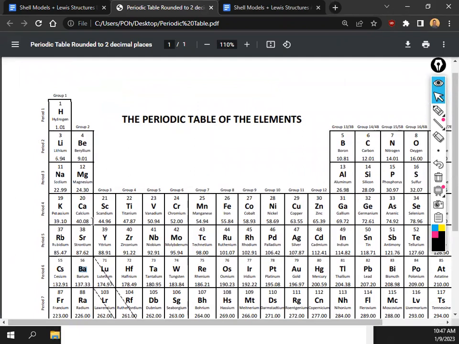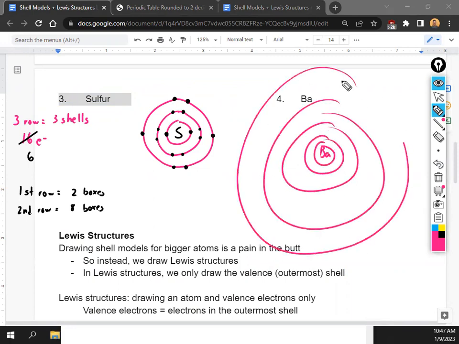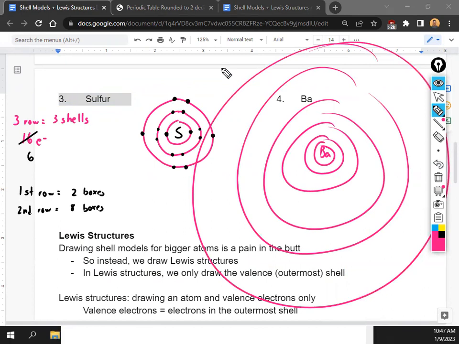It has 56 electrons because it's number 56, but what row is it in? 6. Okay, so please don't draw this. But if I told you to draw the shell model for barium, you would have to do 1, 2, 3, 4, 5, 6 shells, and you would need to draw 56 electrons. And let's just be honest, nobody wants to do that, right? I don't want to grade that. This is too big. It's too much.